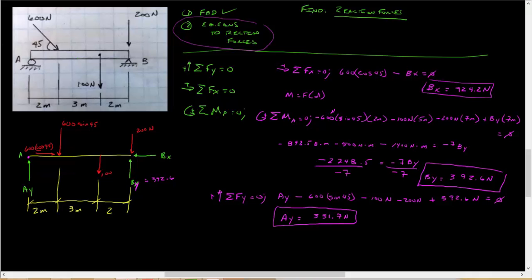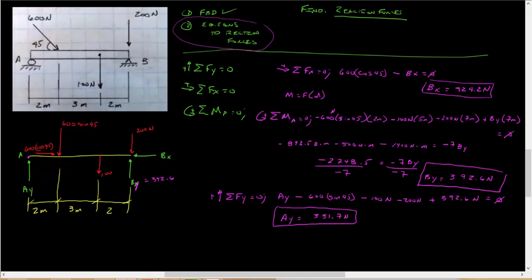Now going back and looking at my forces, I have 200 Newton force here, I have 100 Newton forces here, so I have about 300 Newton forces acting over here at By, plus this 600 Newtons that's kind of acting at an angle over here. So does 392.6 Newtons look pretty good? Yes, to me it does. Ay, I've got the 600 Newtons, 45-degree angle, plus a little bit of this over here, 331.7 Newtons. Yes, so with common sense, these reaction forces look like they should be correct.